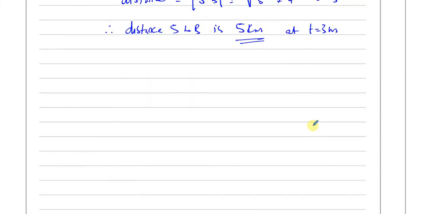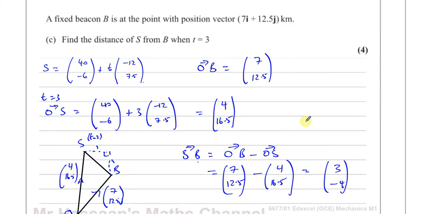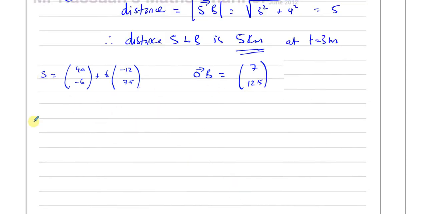Now there's an alternative way for us to have found the answer to this. We could have found the general vector that takes us from S to B at any time t. That's one thing we could have done, which I'm going to show you how to do. So the alternative way is to find the vector from S to B for any time t. It's the same kind of thing. Let's say this is O, let's say this is S, let's say this is B.